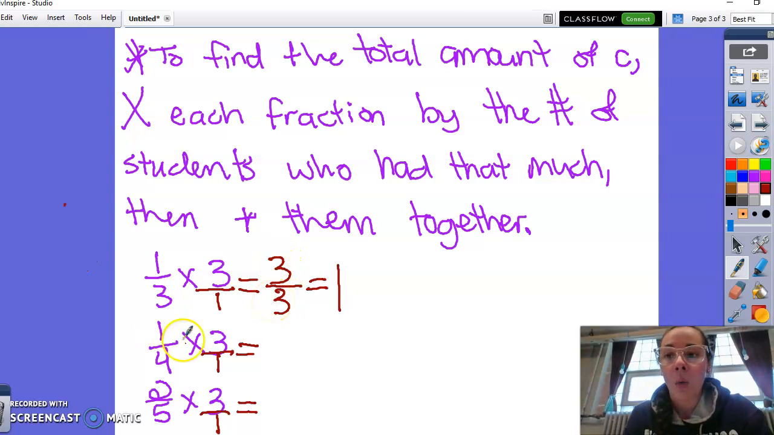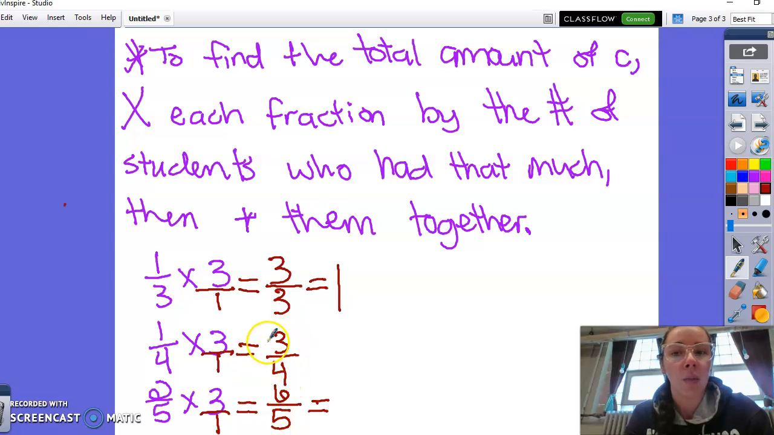Okay, let's keep going. 1 times 3 is 3. 4 times 1 is 4, and that's already in simplest form. Nothing goes into 3 and 4 together. Last one, 2 times 3 is 6. 5 times 1 is 5. Uh-oh. What do we got going on down here now? An improper fraction. We can't have the top number be bigger than the bottom number. That numerator has to be smaller than the denominator like it is up here.